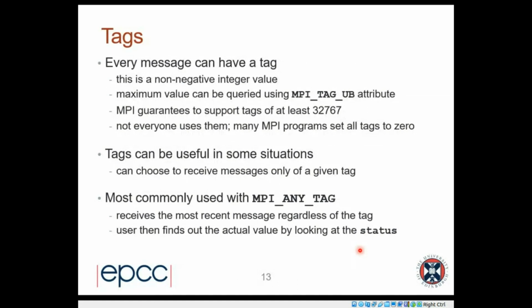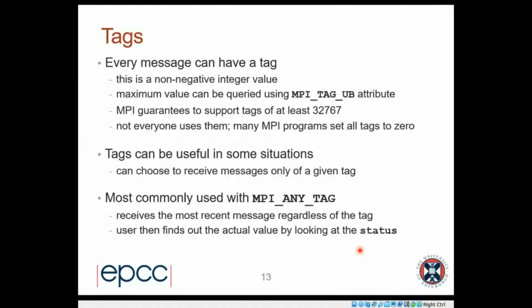So tags have to be non-negative, i.e., 0, 1, 2, 3. A lot of people assume they can be as big as you want, like 2 billion. They can't. MPI guarantees to support tags of at least 32,767. Most MPI implementations will support tags of millions, but they are not infinitely large. If you're really worried, you can query an MPI library, asking what's the biggest tag value you are allowed to use, MPI_TAG_UB. But you should assume that the tag cannot be infinitely large.